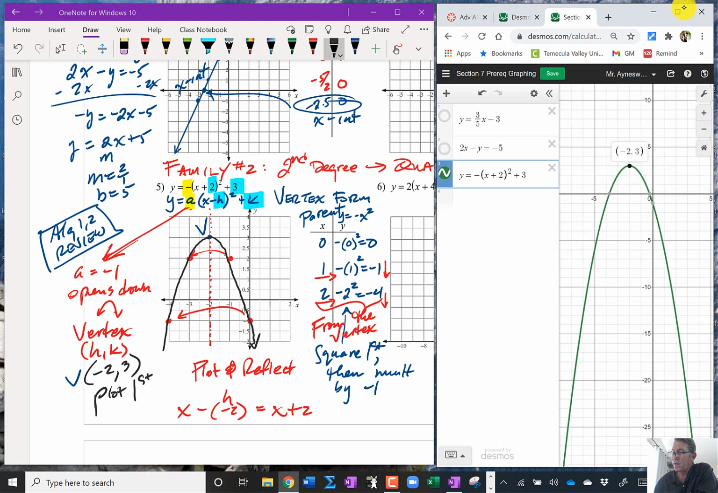So the vertex is at -2, 3. That's what I said over here. I said the vertex is -2, 3. Well, the intercepts are kind of hard to determine in the graph, because they don't lie on the grid lines. But we can.